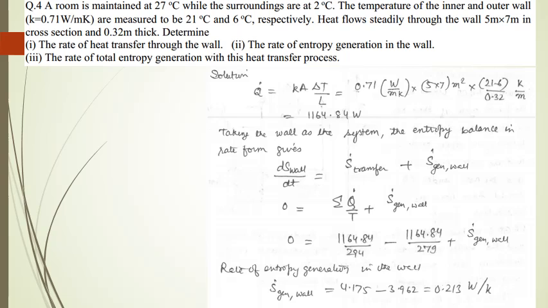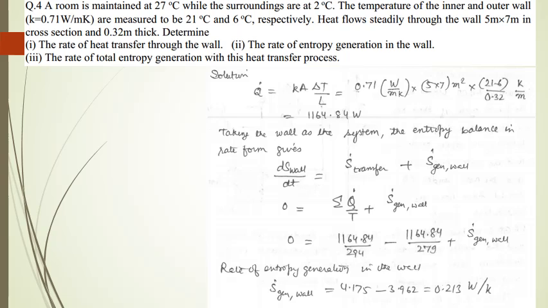A room is maintained at 27 degrees Celsius while the surroundings are at 2 degrees Celsius. The temperatures of the inner and the outer wall, which have a thermal conductivity of 0.71 watt per meter per Kelvin, are measured to be 21 degrees Celsius and 6 degrees Celsius respectively. Heat flows steadily through the wall, having a cross section of 5 meter into 7 meter and a thickness of 0.32 meter. Determine the rate of heat transfer through the wall, the rate of entropy generation in the wall, and the rate of total entropy generation with this heat transfer process.